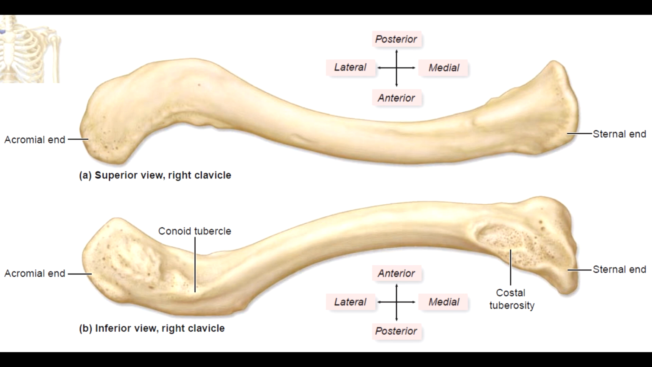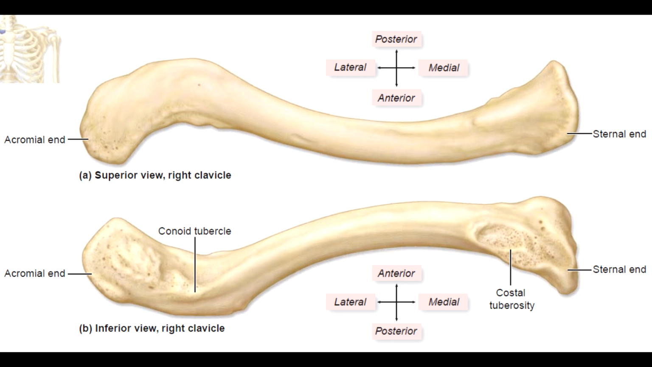So if we're looking at it straight on, so if I'm standing in front of you and I look at you, I'm looking at your anterior view of the clavicle. So I will see pretty much no distinguishing features. A nice smooth bone. You'll see the acromial end and you'll see the sternal end, obviously.